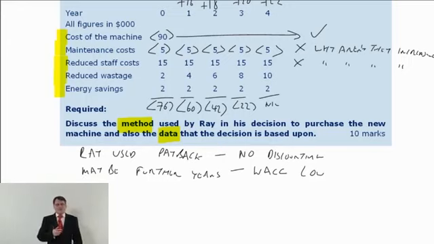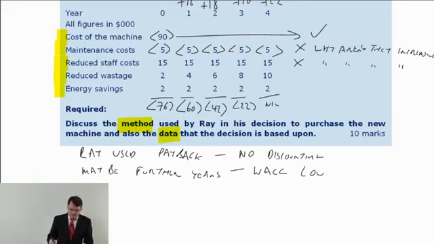Now, of course, if you've done an NPV and you've calculated the weighted average cost of capital and you've done it to 3 decimal places, if the maintenance costs and the staff costs are wrong, then your answer is going to be wrong anyway because the data that's being used is wrong. Doesn't matter if the method's right. If the data is wrong, what you've got doesn't mean anything anyway.